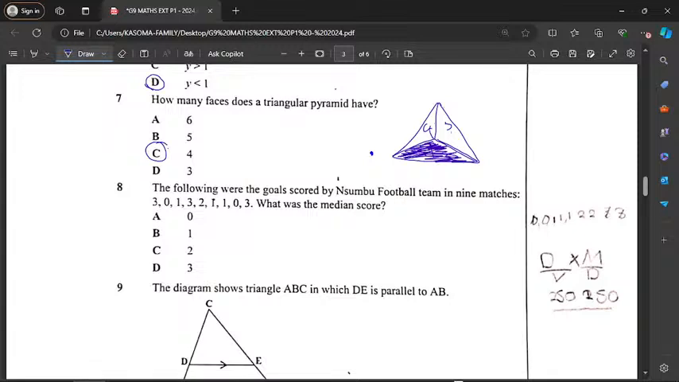Okay, we come to question 8. The following are the goals scored by Sumbu football team in 9 matches: 3, 0, 1, 3, 2, 1, 1, 0, 3. What was the median score? This one is very simple. Please find the correct answer for this one before I come and explain.